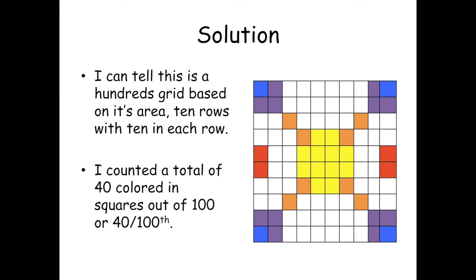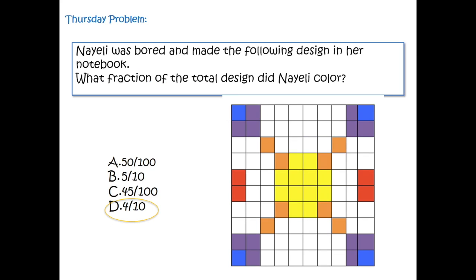Well, first, I can tell that this is a hundreds grid based on its area. I can see that there are 10 rows, and in each one of those rows, there's going to be 10 columns. So I can kind of do these in groups of 10. If I counted the total of the colored squares, I counted 40 out of 100. Or I could also say 40 hundredths. Now the problem, when I go back to my answer choices, A says 50 hundredths, B says 5 tenths, C says 45 hundredths, and D says 4 tenths.